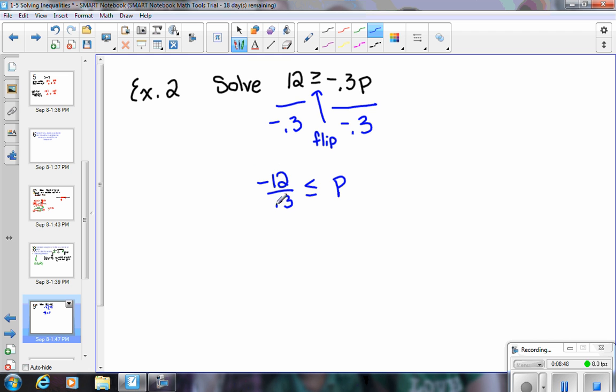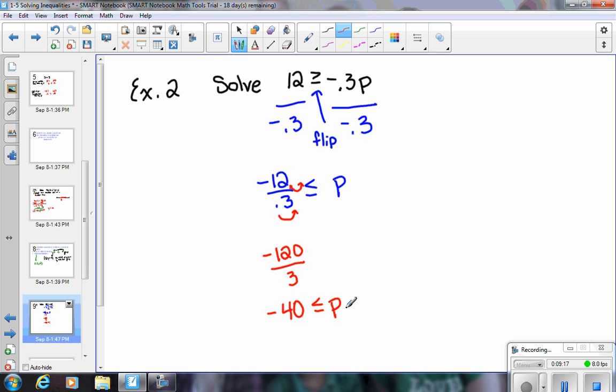Now, you can use your calculator. Most of you would do that, but let me show you a really easy way to change this. If you are dividing by a decimal, we can move the decimal over, which is the same as multiplying by 10 in the denominator. Do the same thing to the numerator. So I get negative 120 over 3, and right away you can see that that's negative 40. So that's a really easy way to do that. So we get negative 40 is less than or equal to p.